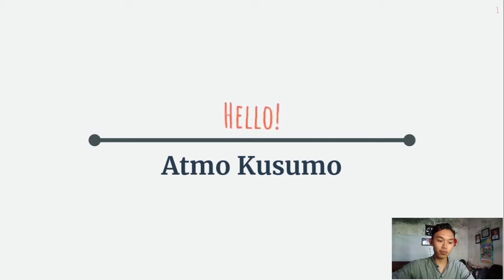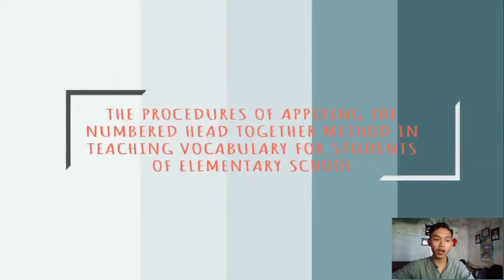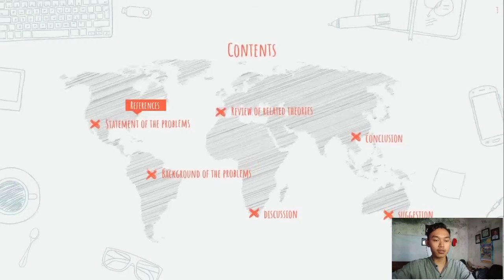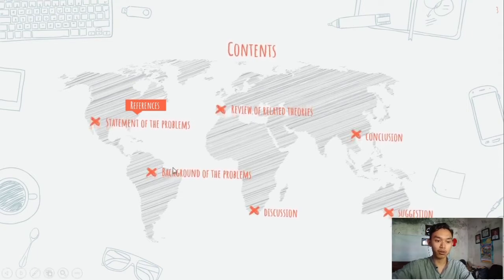So I'm going to present about my paper entitled The Procedure of Applying the Number Heads Together Method in Teaching Vocabulary for Students of Elementary School. And here is some content that I will be talking about. In the first chapter, there are the statement of the problem and background of the problem. In the next chapter, we have a review of related theories and a discussion. In the last chapter, there are conclusion and suggestion.